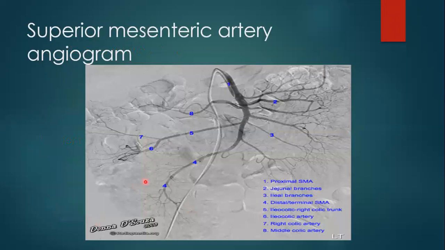This diagram shows a superior mesenteric angiogram. Number 1, superior mesenteric artery. Number 2, gives ileal branches. 3, jejunal branches. 4, ileal branches. Number 5 is the continuation of the superior mesenteric artery. Number 6 is the common trunk of the ileocolic artery and right colic artery. This is the ileocolic and this is the right colic artery. Number 8 is the middle colic artery.